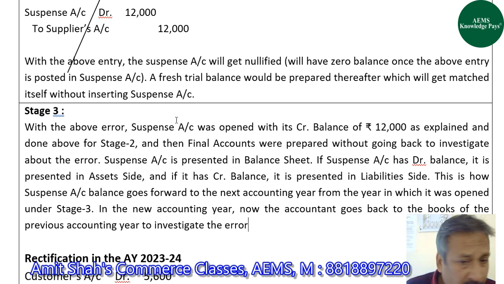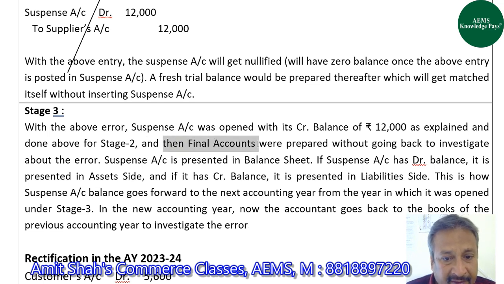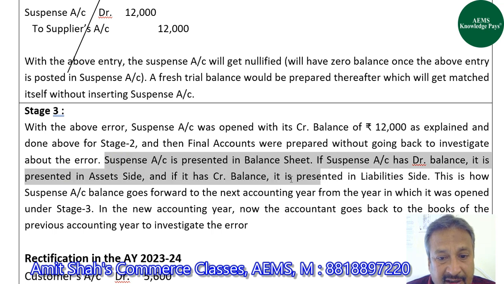So, guys, listen to me all. As we opened suspense account in stage 2, the same way suspense account was opened here also in stage 3. Means suspense account was opened to match the trial balance, and immediately after that, the accountant made the final accounts because he was in a hurry to close the books of that year. He did not have time to go back to investigate the error. So he prepared his final accounts with suspense account by presenting suspense account in balance sheet as I have explained here.